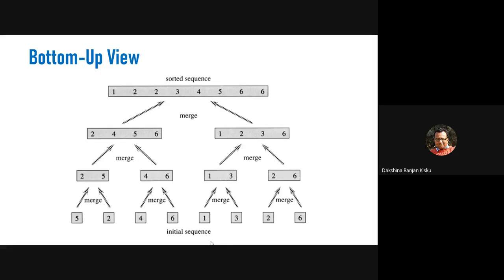Now 2, 5 and 4, 6 are sorted subarrays. These two sorted subarrays will be merged together, and we will obtain another sorted subarray in which the elements are in ascending order. Here 2, 4, 5, 6 are given in ascending order. Similarly, 1, 2, 3, 6 are in ascending order. That means 2, 4, 5, 6 is one sorted subarray, and 1, 2, 3, 6 is another sorted subarray.